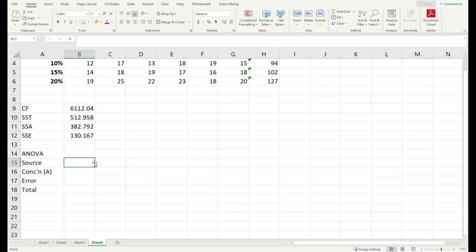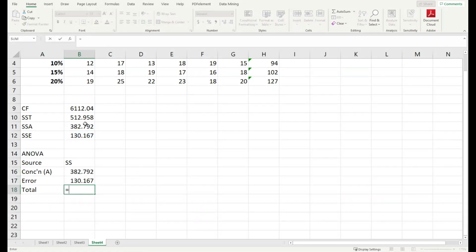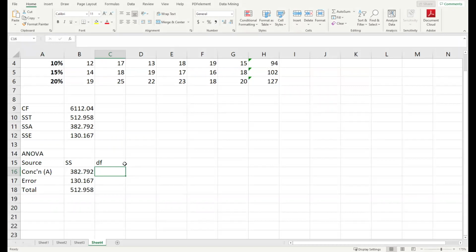So, first is source. Next is SS or sum of squares. So, sum of squares natin is equal lang siya dito. Sum of square ng error is this one. And sum of square ng total is equal to this one. Okay? So, meron tayong sum of squares. Ang next value na i-compute natin is the degrees of freedom, no? Okay? So, DF. So, for the concentration, itong degrees of freedom for our factor is just equal to yung factor levels minus 1.